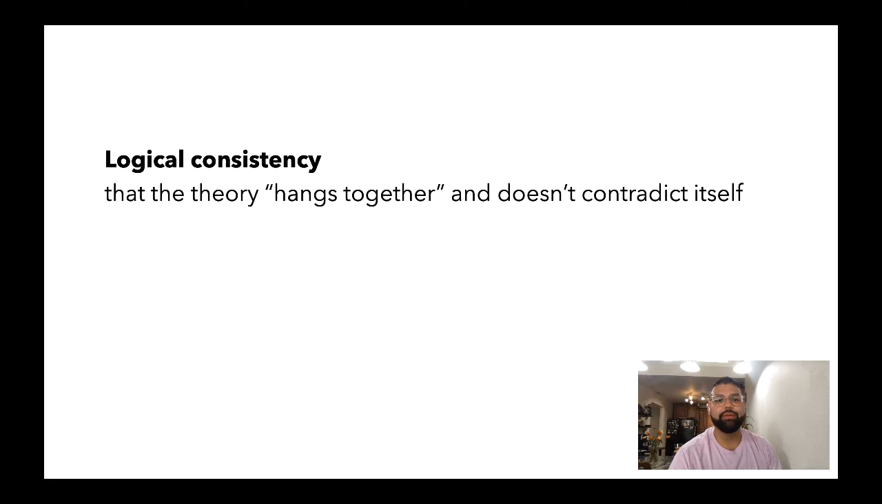Logical consistency just states that the theory should hang together, and it shouldn't contradict itself. So if we say that dark clouds cause rain, we should not reach a conclusion and say dark clouds cause happiness, right? That doesn't hang together. It has no consistency. They're two different phenomena we're talking about. So it should have boundaries, and it should be consistent. It should hang together.